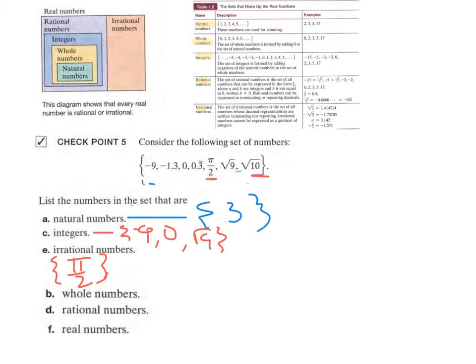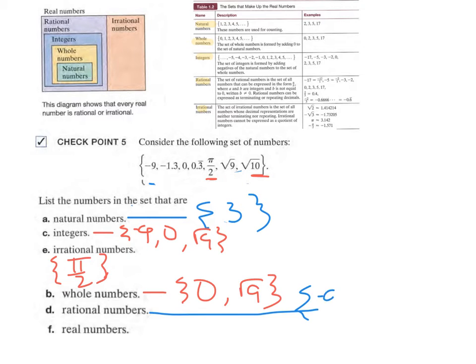Whole numbers are numbers that are positive and also include 0. So we have 0, and we have radical 9, which we know is 3. Rational numbers are all numbers that aren't irrational. Since the only irrational is pi over 2, this set includes everything else.